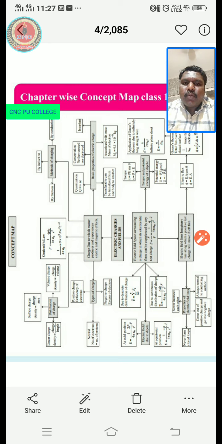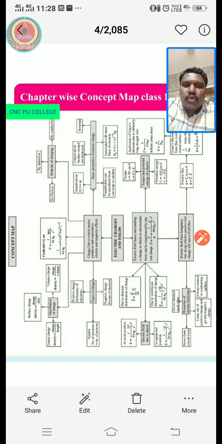And we studied one more important law, that is the Gauss law in electrostatics. So the law states that the electric flux through a closed surface is equal to 1 by epsilon naught times the total charge enclosed by the surface. Next to the Gauss law, we have applications of Gauss law, and we have three very important applications of Gauss law.